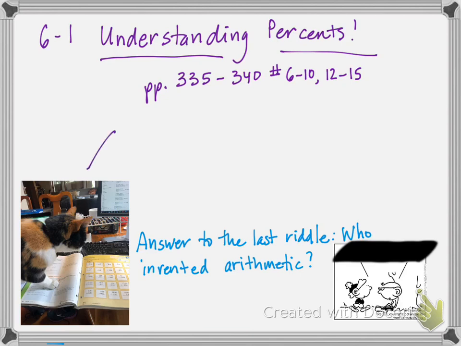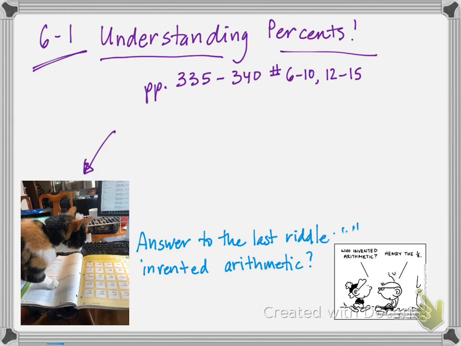So here's Lizzie May thinking that she's going to do some math, so I included another picture of her. And our last riddle was, who invented arithmetic? And the answer to that is Henry VIII. Ha!